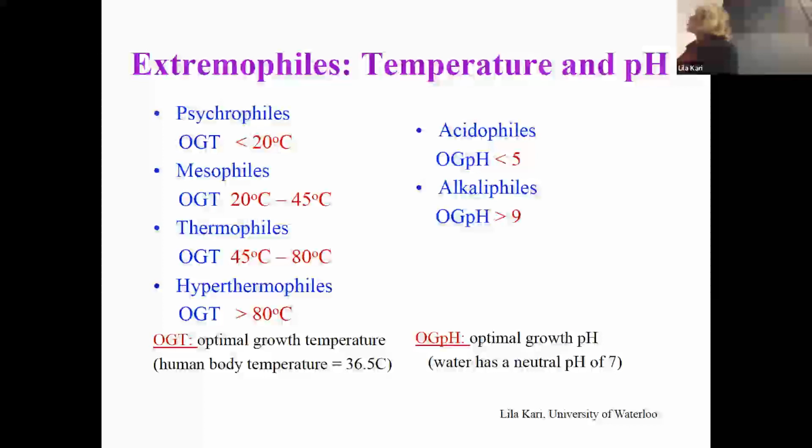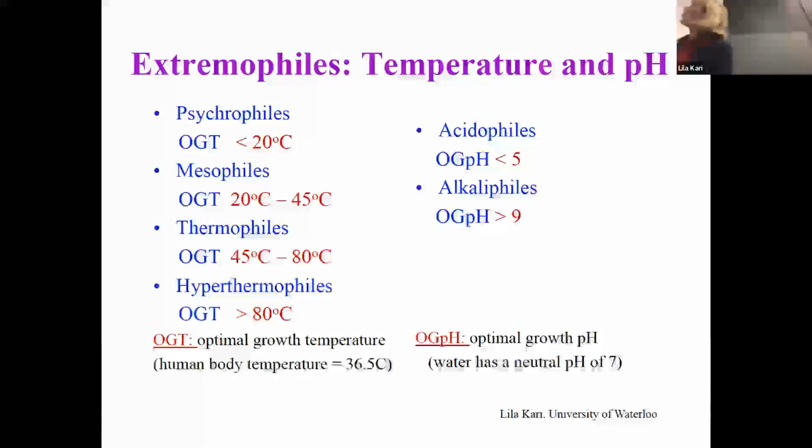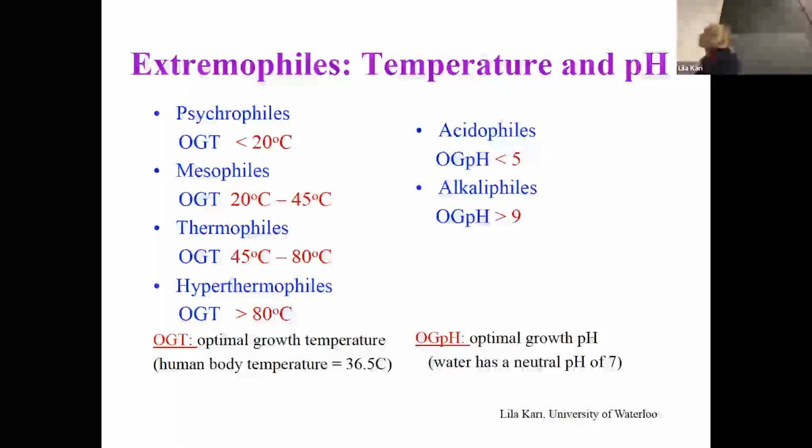So just to look at the terminology. Psychrophiles were the ones for which the optimal growth temperature was under 20, mesophiles between 20 and 45, thermophiles 45 to 80, hyperthermophiles over 80 degrees. Let's remind ourselves that we are 36.5, so we ourselves will die here. Acidophiles: the neutral pH is 7, and acidophiles have optimal growth pH less than 5. Alkaliphiles have a high one, greater than 9. So this is just to clarify terminology.